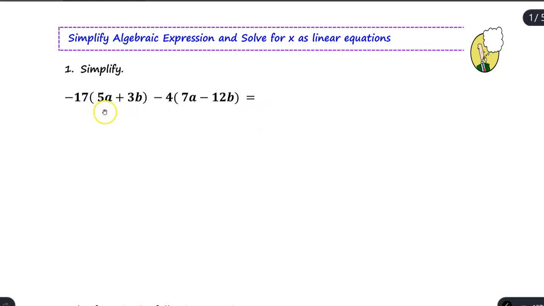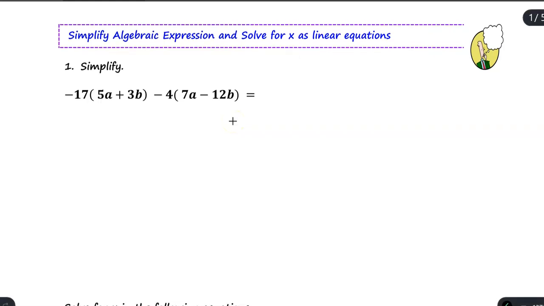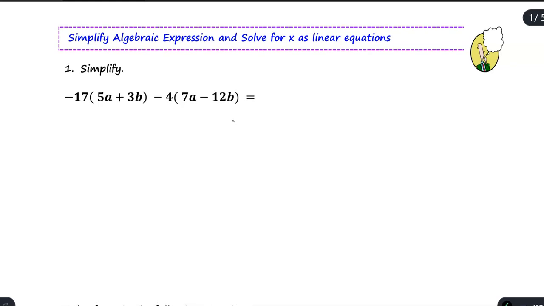Before we can combine like terms, we need to apply the distributive rule so that we can open up the bracket. The distributive rule says that you should take whatever coefficient is outside the bracket and multiply it with each term inside the bracket. While multiplying, be mindful of the negative in front of this coefficient.